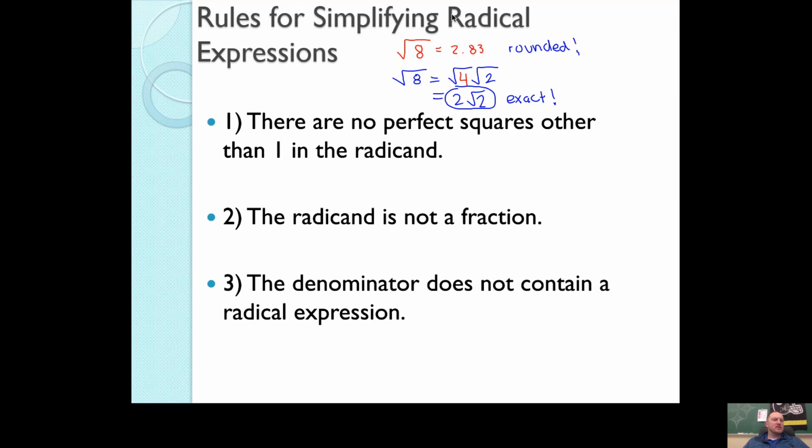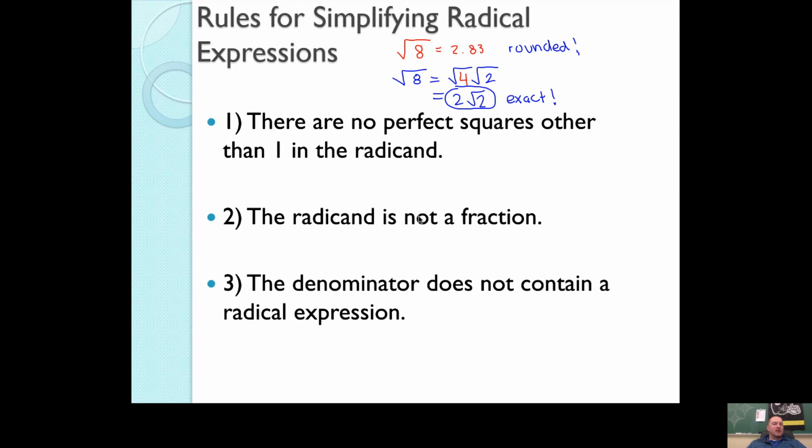Okay, so when we're looking for simplest radical form, don't give decimals. Simplify radically, and we're going to do a lot of practice with that. But before we do that, we need to know the rules. So here's rule number 1. There are no perfect squares other than 1 in the radicand. So here's your radicand. There was a perfect square that went into that radicand. That's why I had to split that up. This was not simplest radical form, but this is.